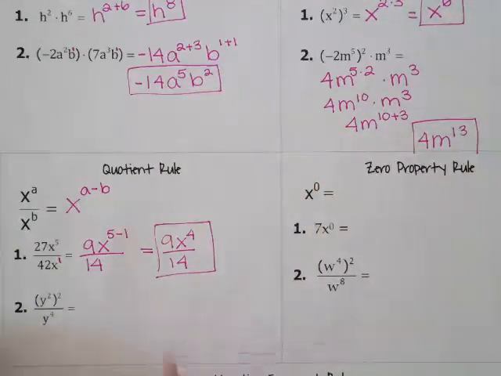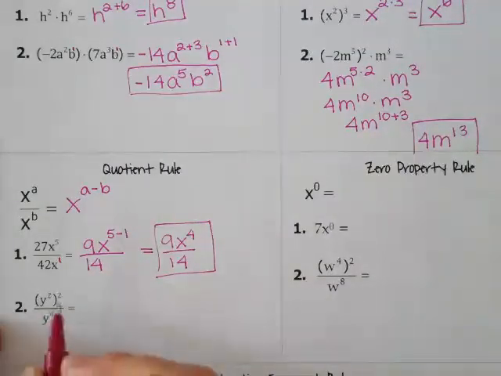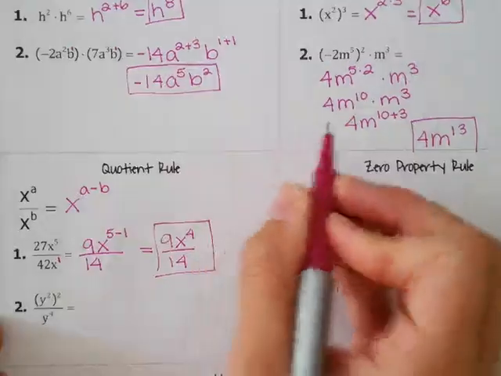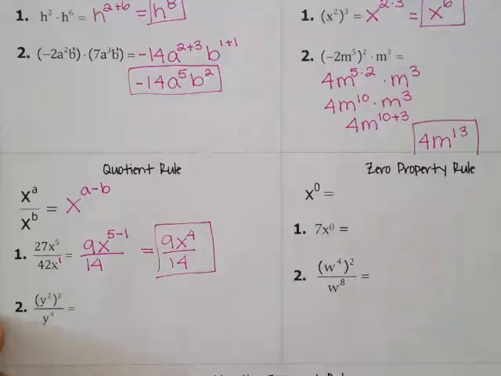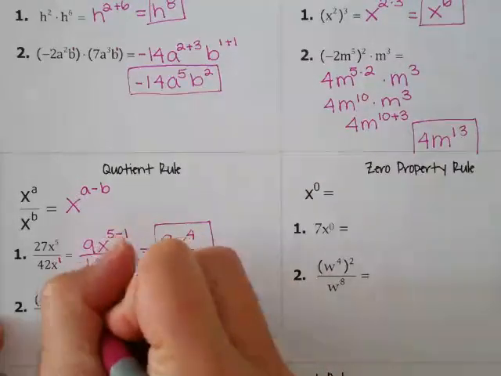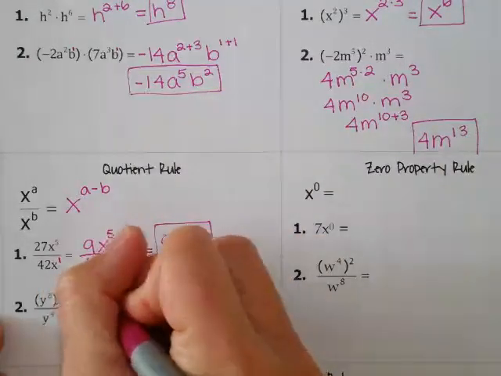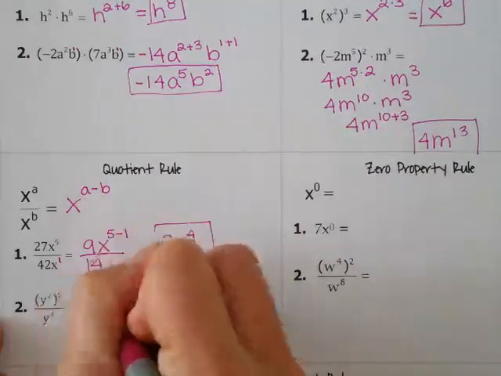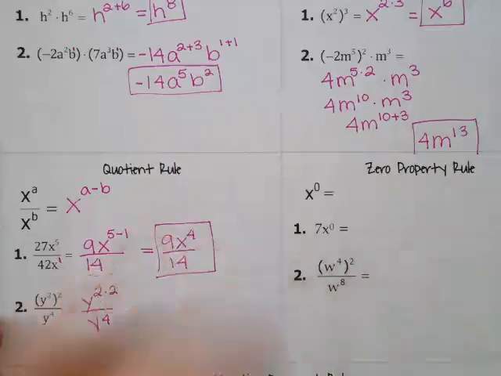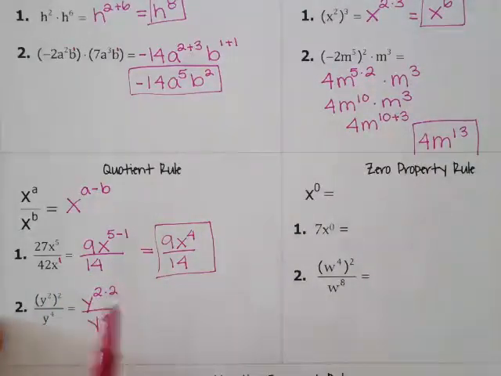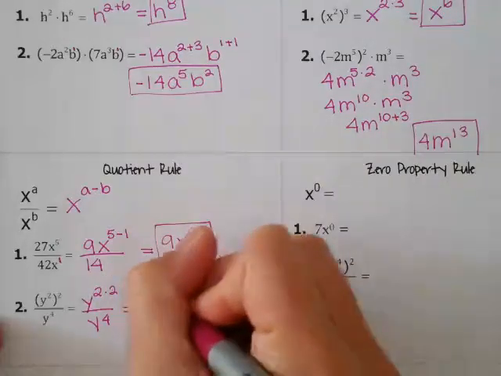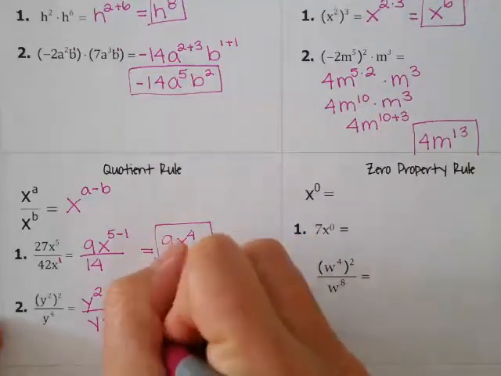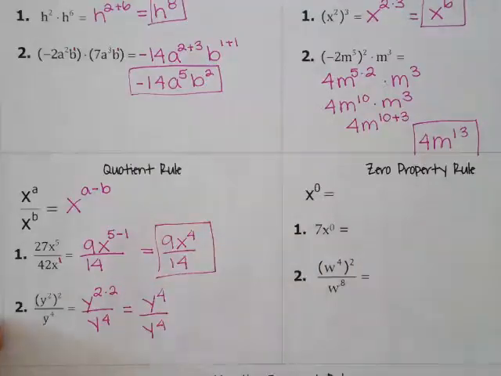All right, number 2. Ooh, before I can do my quotient rule, I've got to do my power rule, which was this one up here. One base, so we multiply our exponents together. So my numerator is going to be y to the 2 times 2 over y to the 4th. Again, multiply our exponents. 2 times 2 is going to give us 4, so y to the 4th over y to the 4th.